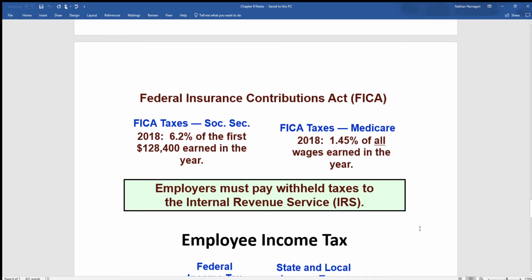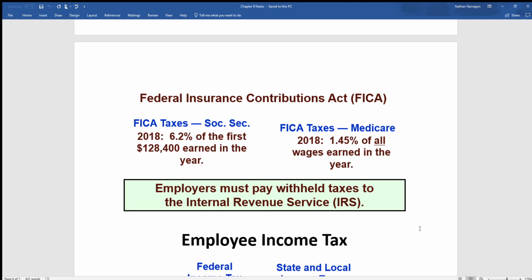Alright, so with FICA itself, this is our Social Security and Medicare tax. As you can see, in 2018, for Social Security, 6.2% of your wages up to $128,400 is going to be taxed for Social Security. So once you hit that threshold of $128,000, you're good. They aren't going to tax you anymore. You don't have to pay Social Security.